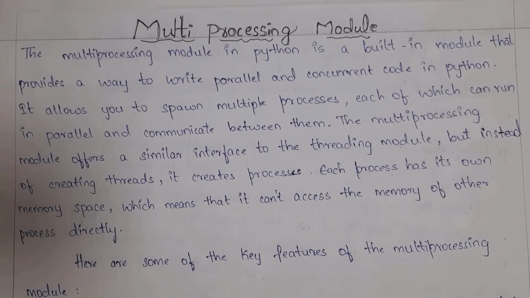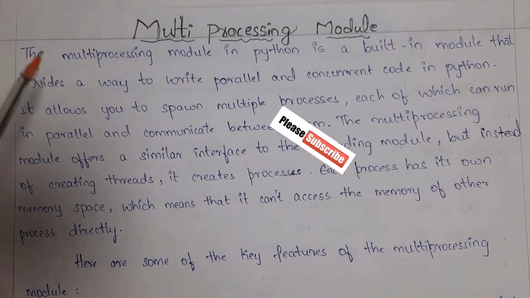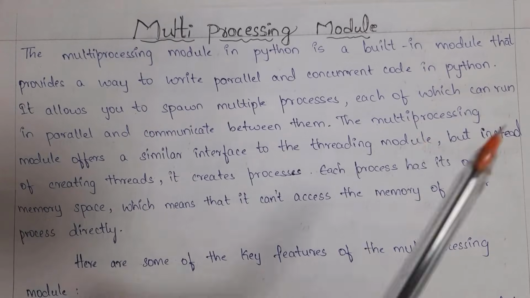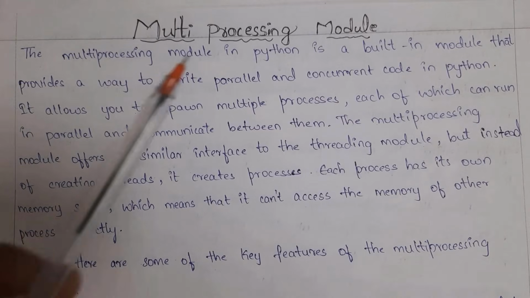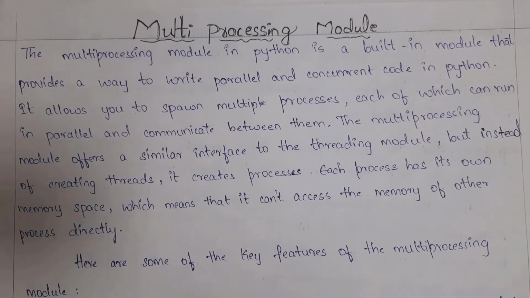Next I will explain the multiprocessing module. The multiprocessing module in Python is a built-in module. That is nothing but this module is already present in Python. Just by using the import keyword, you can import this module and use it. This module provides a way to write parallel and concurrent code in Python. By using this multiprocessing module, you can execute code both parallelly and concurrently.